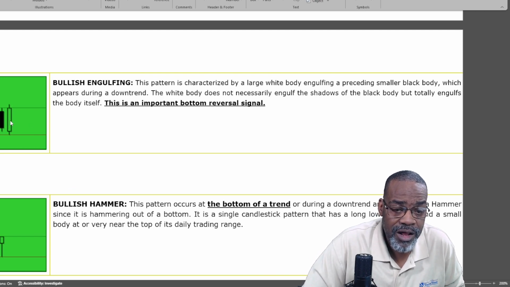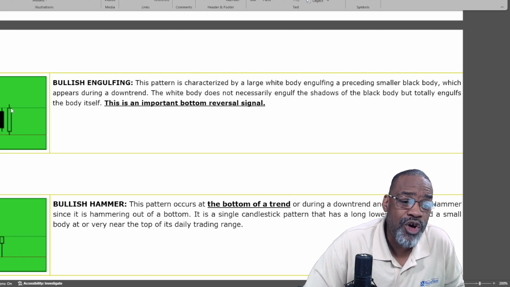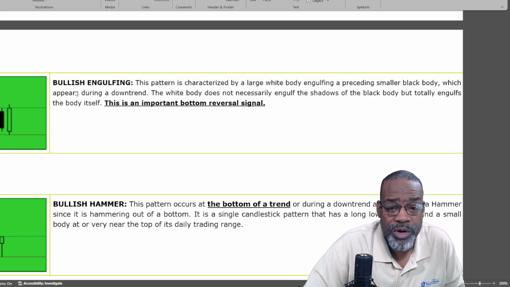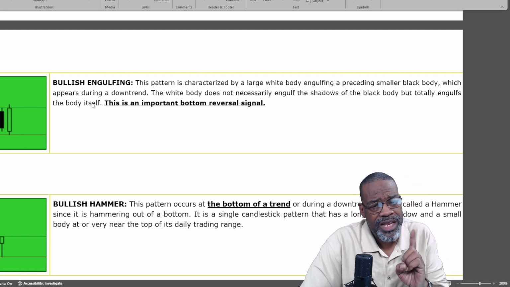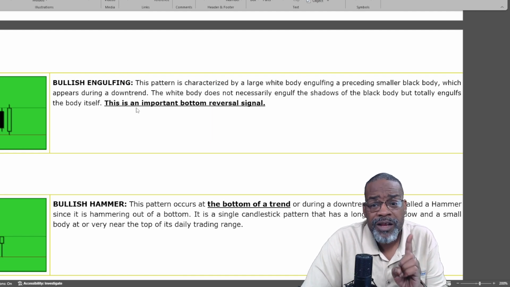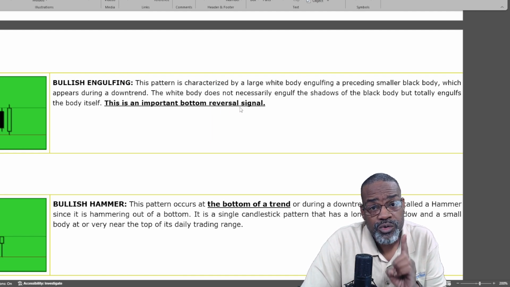Here's the candle. All right, happens to be an open candle, which again, the price started here and finished up here, but it engulfs, because it's open and it's bullish, it engulfs the previous candle. That means, see here where the open and the close are, it engulfs or encompasses that full candle. That is a bullish engulfing. And something that you need to know, it is an important bottom reversal signal.